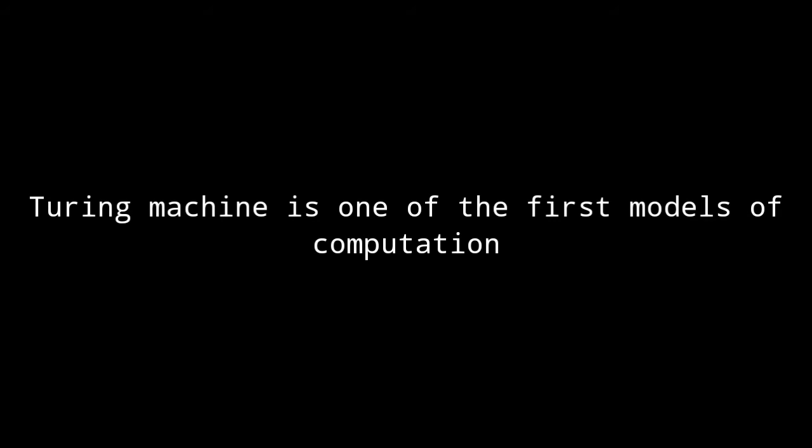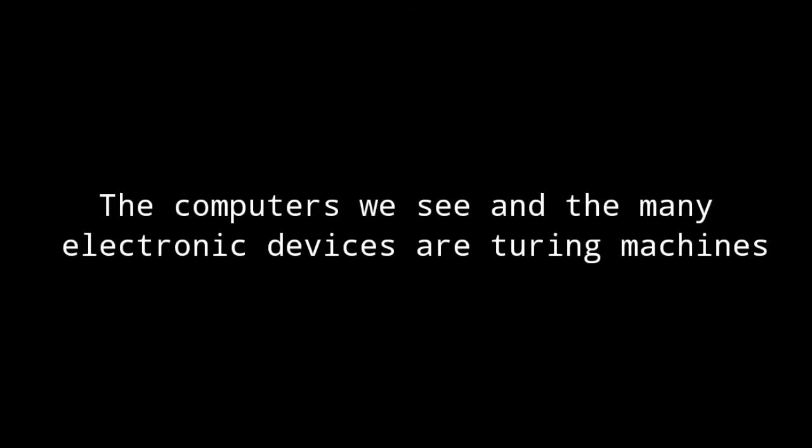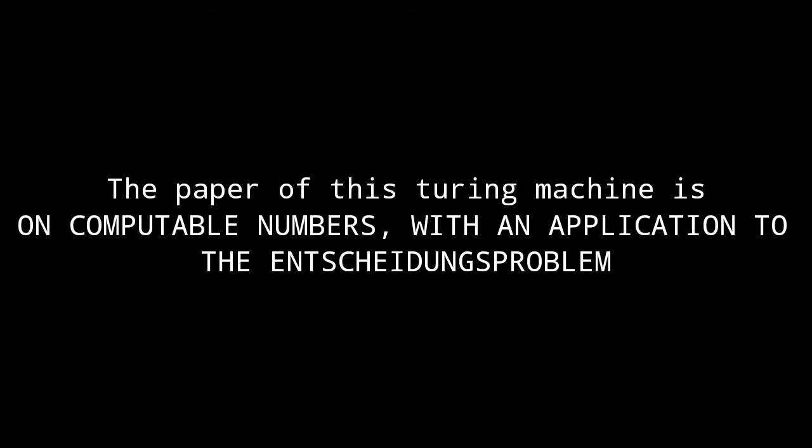The Turing machine is one of the first models of computation, or sequential computation, and there is no such problem that a Turing machine cannot solve. The computers we see and the electronic devices are Turing machines. The paper on the Turing machine is On Computable Numbers, with an Application to the Entscheidungsproblem.